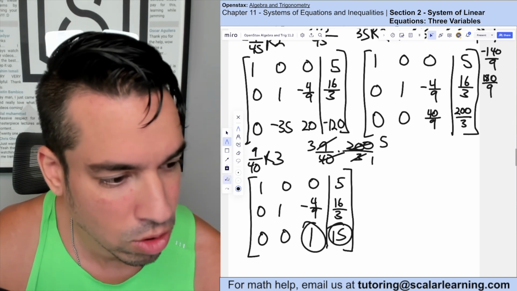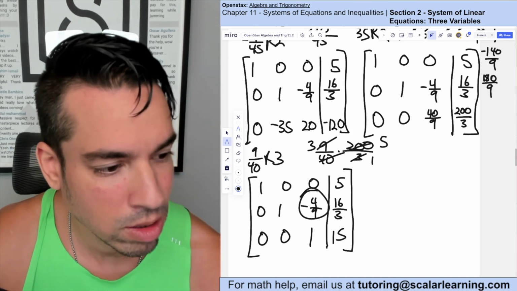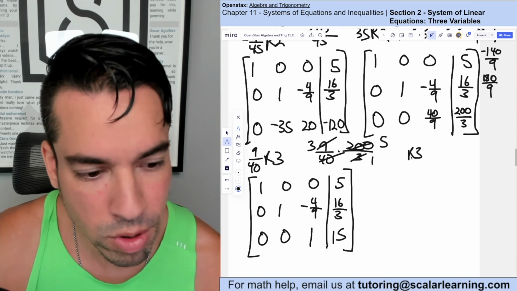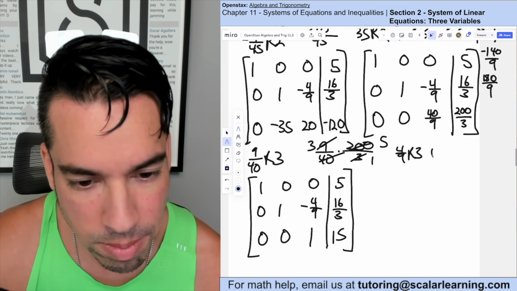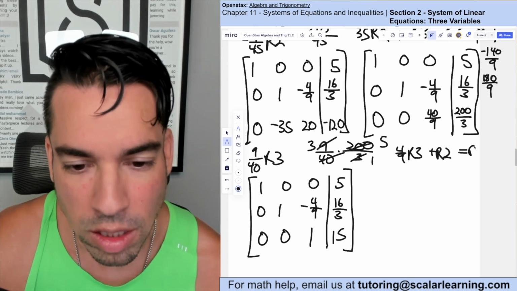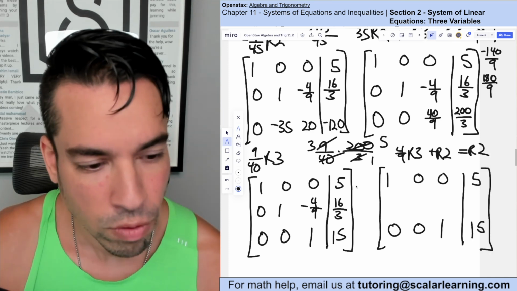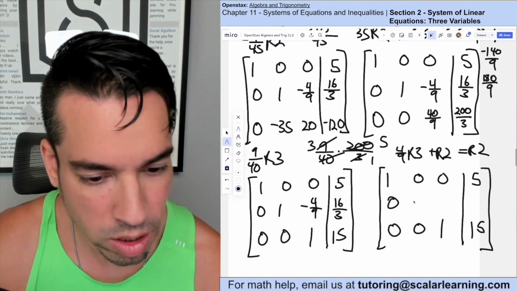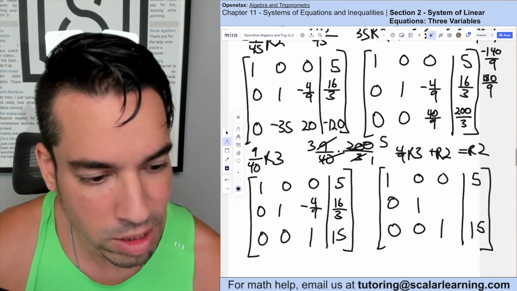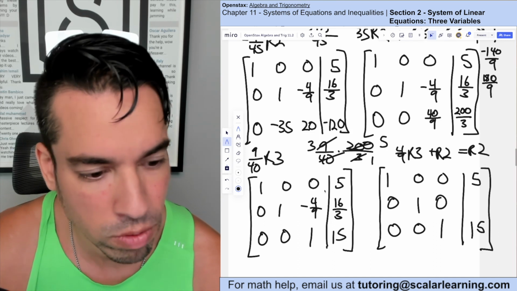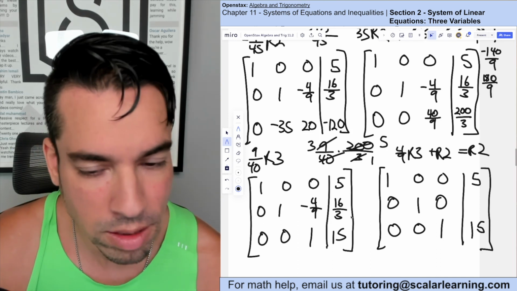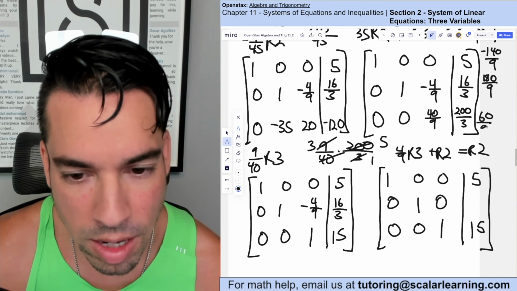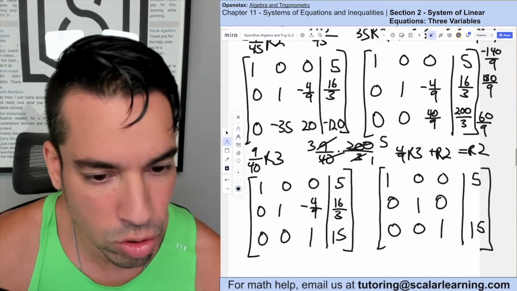Z is 15. Okay, last but not least, we got to flip this to a 0. So I'm going to multiply row 3 by 4 ninths, and then I'm going to add it to row 2 to get a new row 2. Let's write it out. So 4 ninths times 0 is 0 plus 0 is 0. 4 ninths times 0 is 0 plus 1 is 1. 4 ninths times 1 is 4 ninths plus negative 4 ninths is 0. That's beautiful. And then 4 ninths times 15, right? That's going to be 60 over 9.